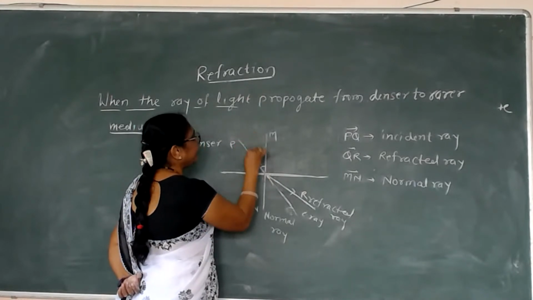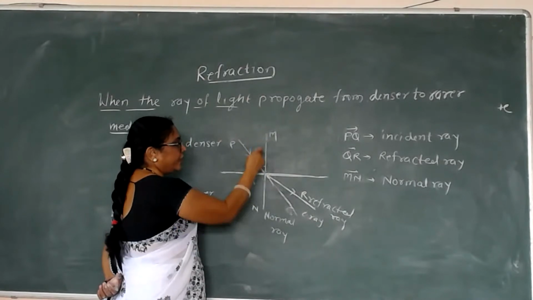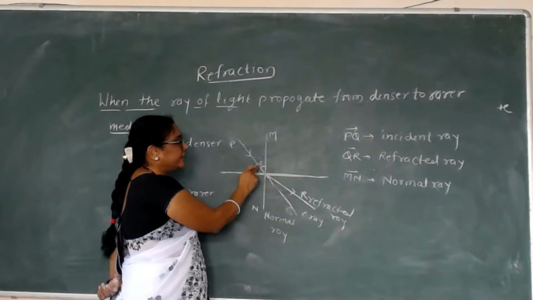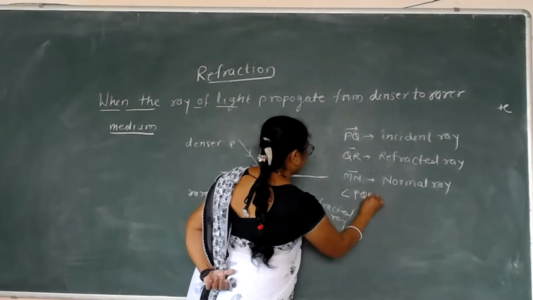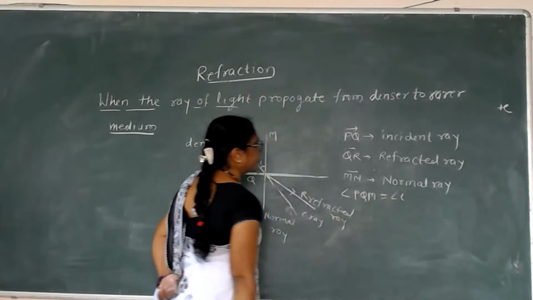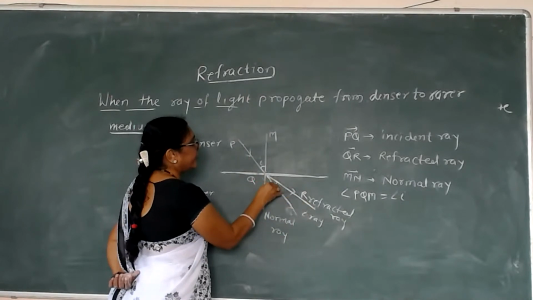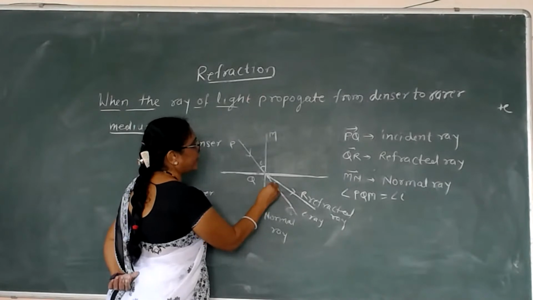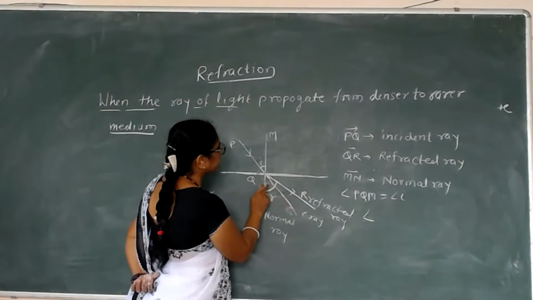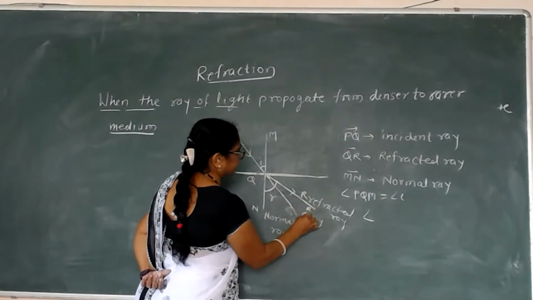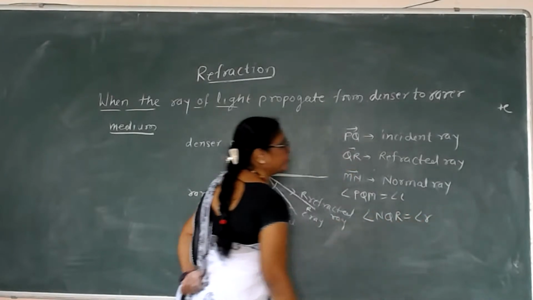So here the angle PQM is known as the angle of incidence. The angle found between the normal and the incident ray is known as the angle of incidence. Therefore, angle PQM is equal to the angle of incidence I. And the angle found between the normal ray and the refracted ray is known as the angle of refraction R. Therefore, angle NQR is known as the angle of refraction R.